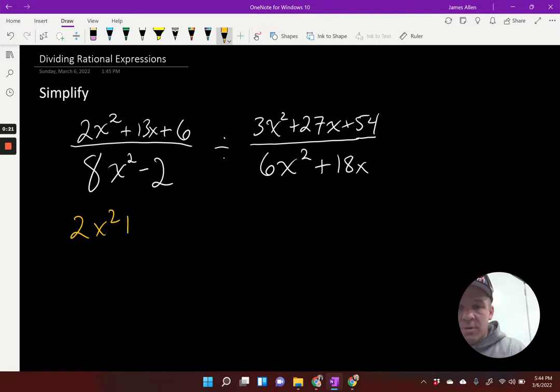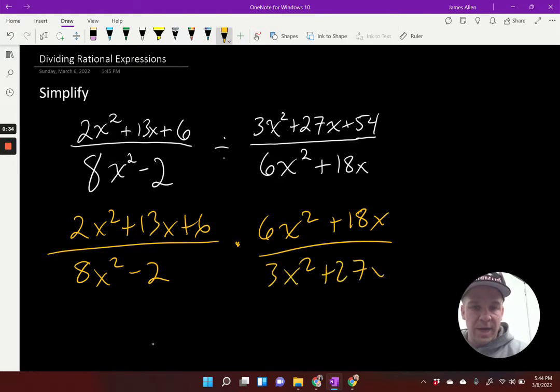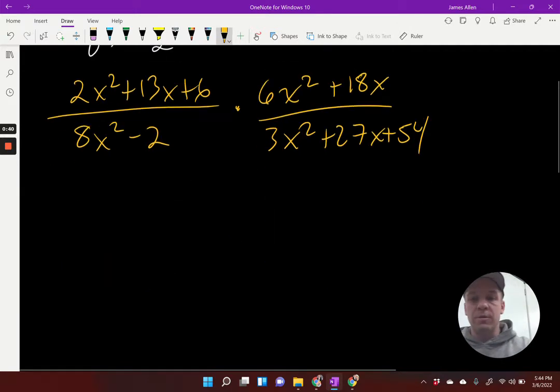All right, so I got 2x squared plus 13x plus 6. We've got the 8x squared minus 2. That stays the same, but now this is going to become 6x squared plus 18x over 3x squared plus 27x plus 54. All right, I like it. Cool. Now we can get to factoring, okay?